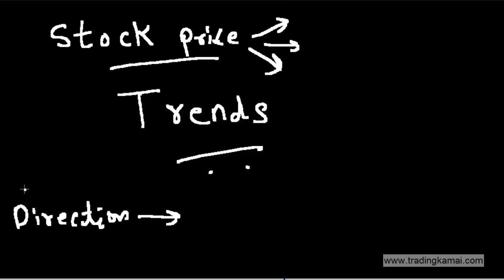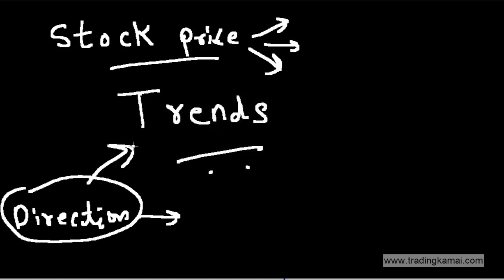Trends means that basically it's a direction in which the stock price will be moving. Now that direction can be an upward movement or a downward movement. That's a very simple definition: trend is nothing but a direction in which the stock price moves. Now let me complicate that sentence further. Trend is nothing but a plot of stock price versus a period.